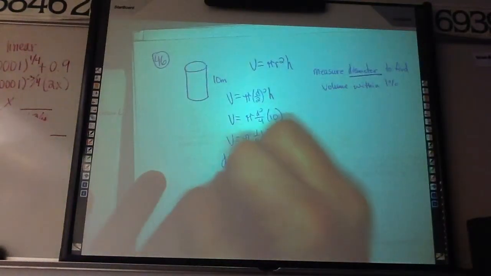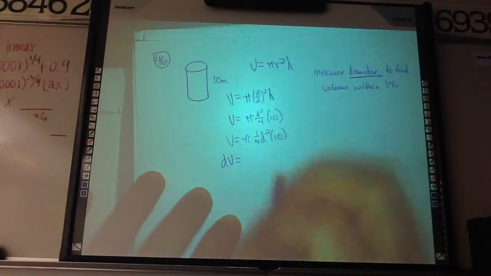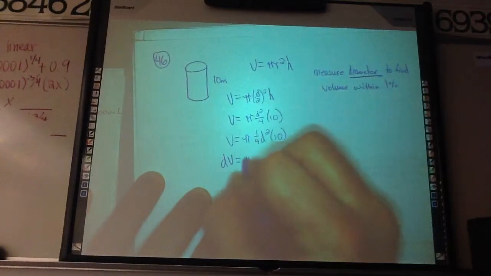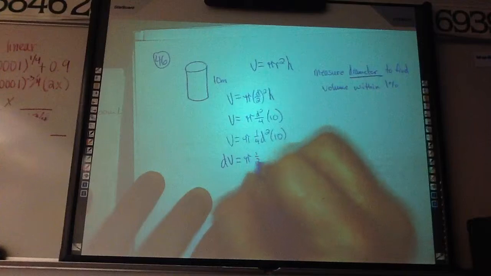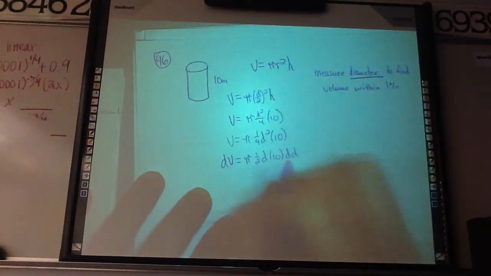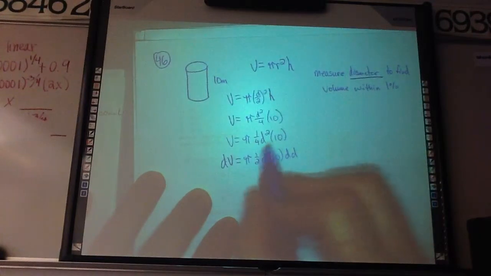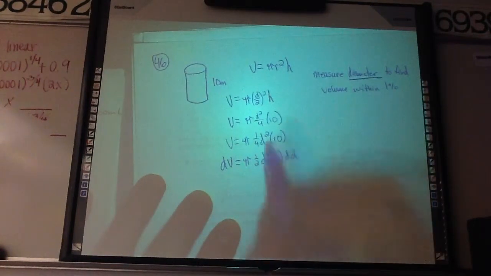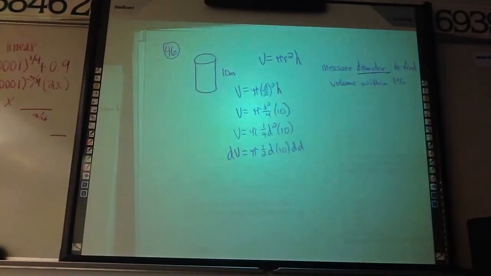So our dV would be what? Pi times 1/2 D times 10 times dD. Two times the fourth is a half. So let's rewrite that: 1/2 pi D times 10 dD. What's the dD? It's like dx. We're finding the derivative of D, so it's dD.